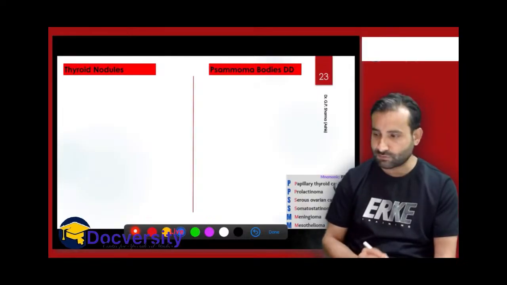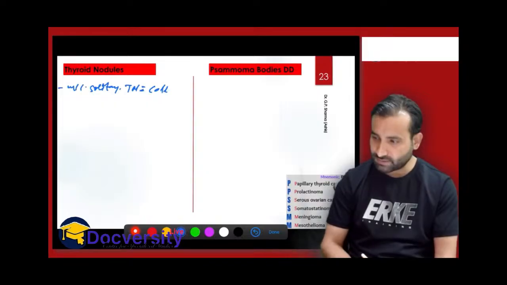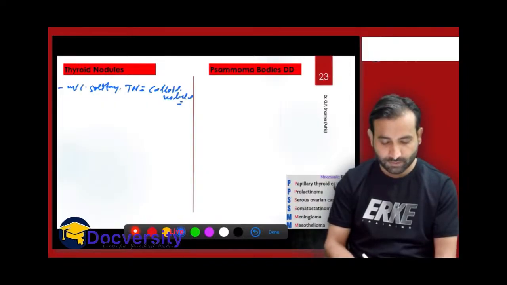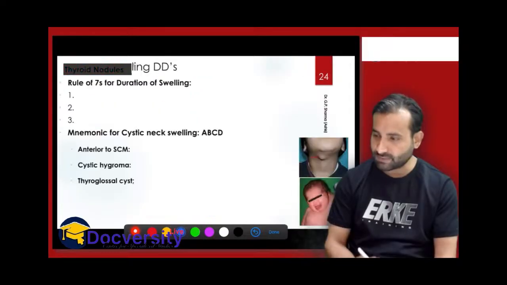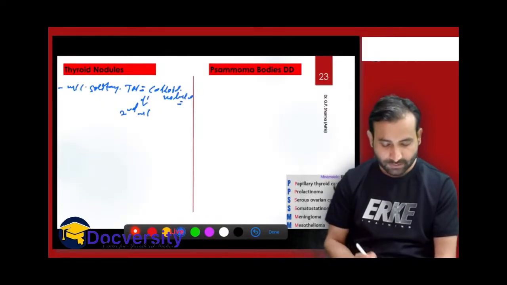Now let's go to the thyroid nodules. The most common solitary thyroid nodule is what? The benign colloid nodule. Colloid nodule, that is benign, right? And the second most common is the follicular adenoma. Second most common is follicular adenoma. Hope you understand, right?